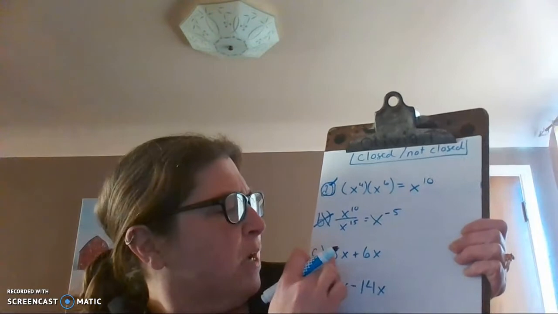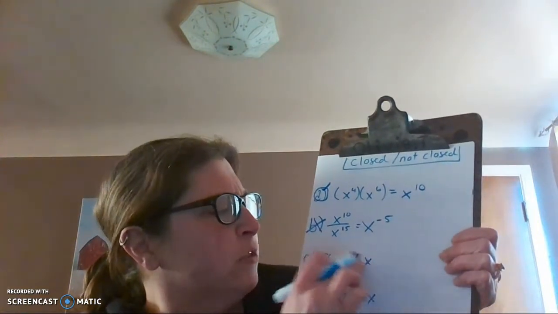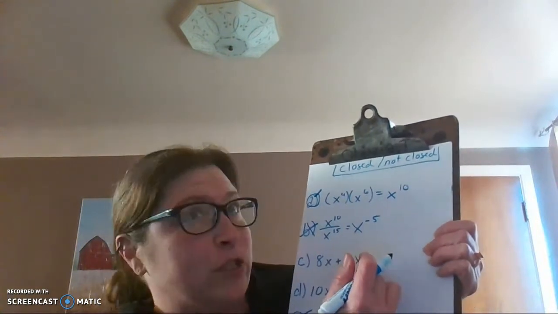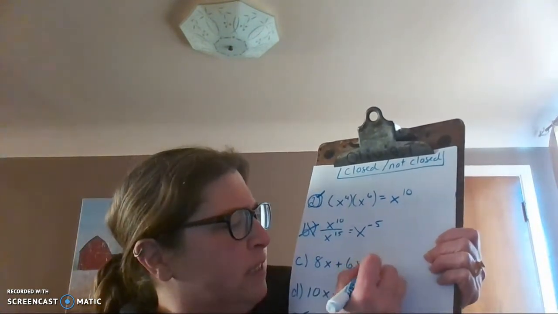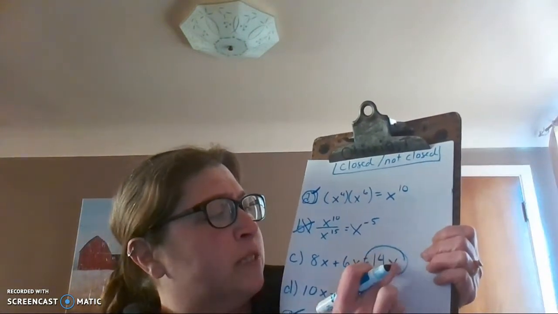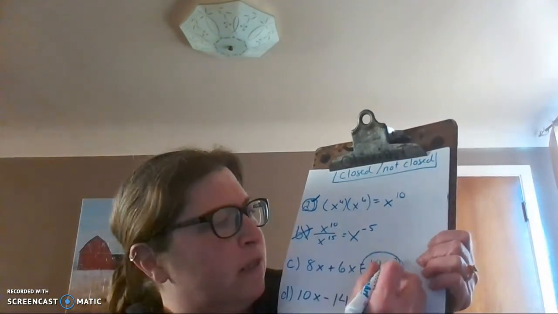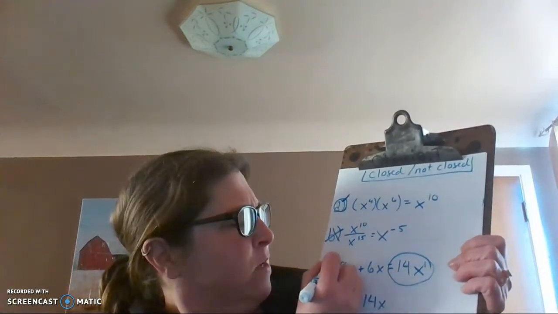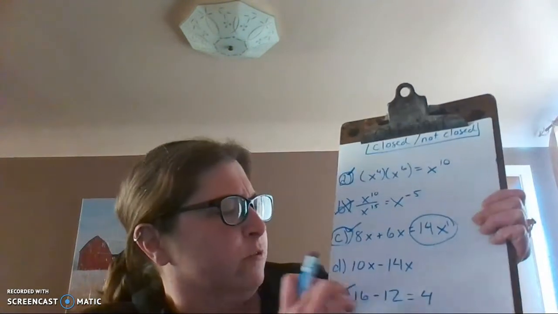Let's look at C. I have 8x plus 6x. Remember, these are like terms, so all I'm going to do is add my coefficients. 8 and 6 give me 14, and I keep my variable the same. Does this have a negative exponent? Remember, technically there's a 1 here. So no, 1 is not a fraction, nor is it negative. That means yes, this is closed.